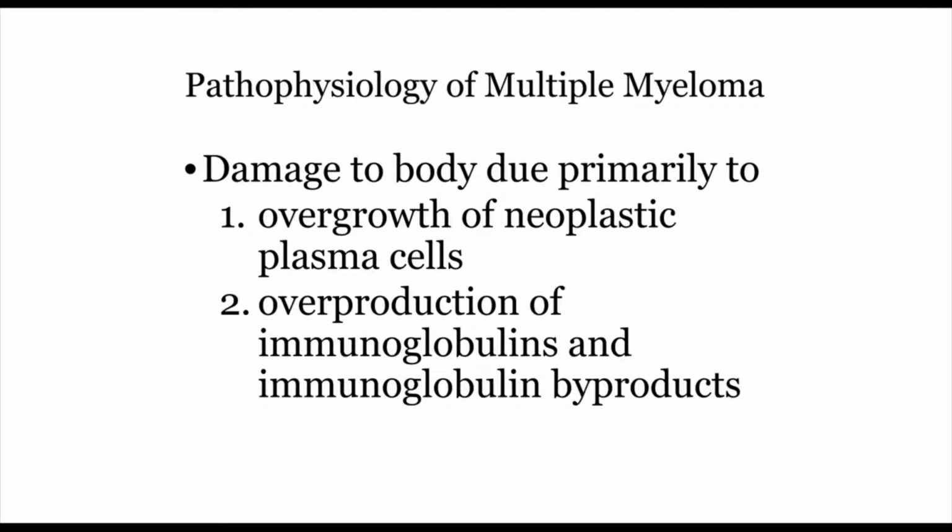The pathophysiology of multiple myeloma is quite complex, and I will not be going into that deeply here. However, at its basic level, the cancerous plasma cells cause damage to multiple organs due to the overgrowth of neoplastic plasma cells, as well as the overproduction of immunoglobulins and immunoglobulin byproducts, which we will discuss in more detail later.